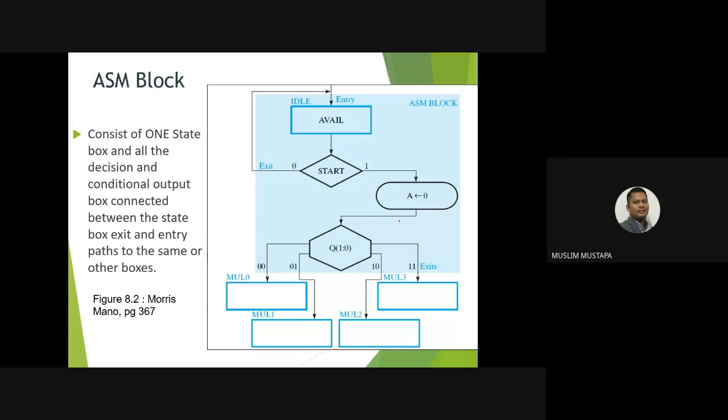Then go to the next process and check the condition. There are 2 bits here. If Q is equal to 00, then go to mul 0. If it is 01, then go to the mul 1 block. If it's 10, go to the mul 2 block. If it's 11, go to the mul 3 block. So this is the example of the ASM chart.